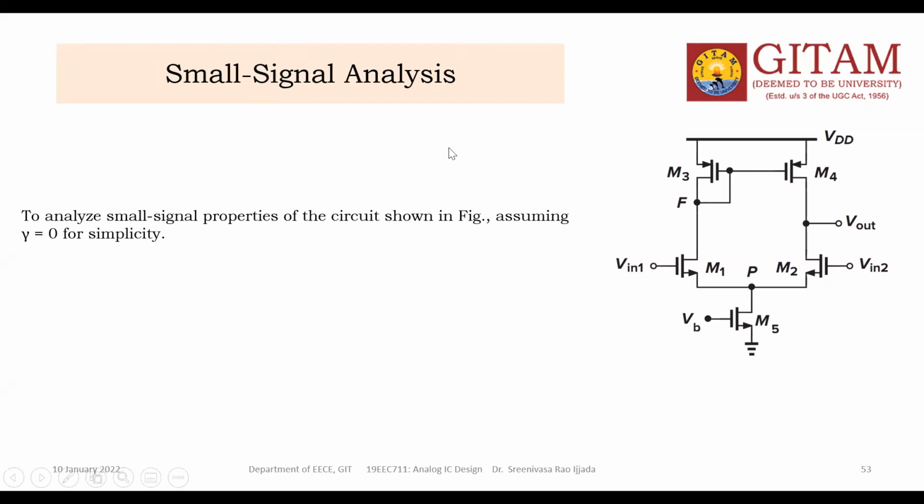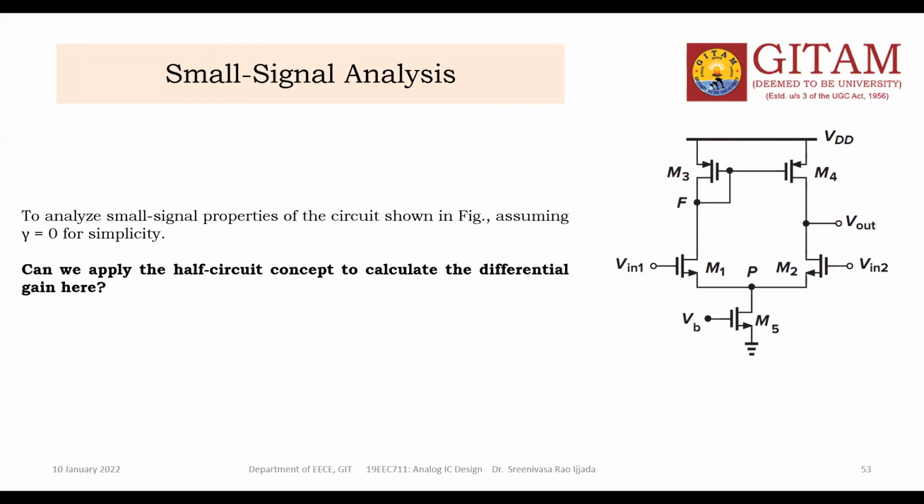Okay, so next one is small signal analysis. This is the 5 transistor OTA. For doing the small signal analysis, what to do? First, assume the gamma value 0. That means consider no body biasing is required.